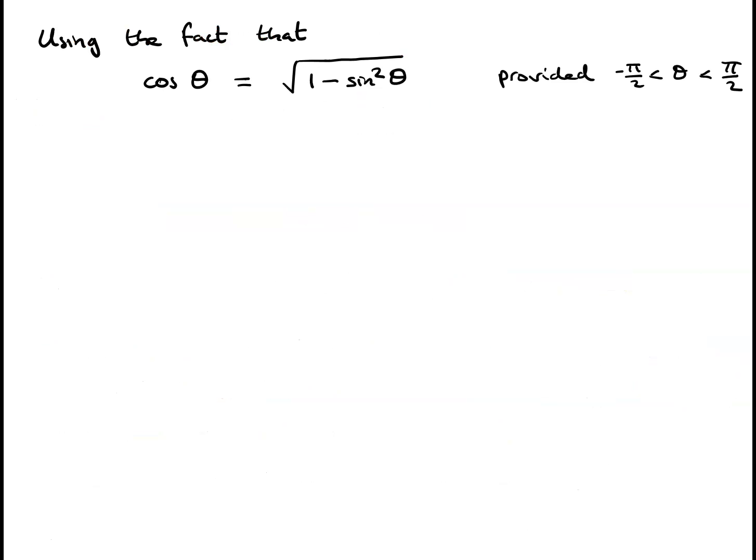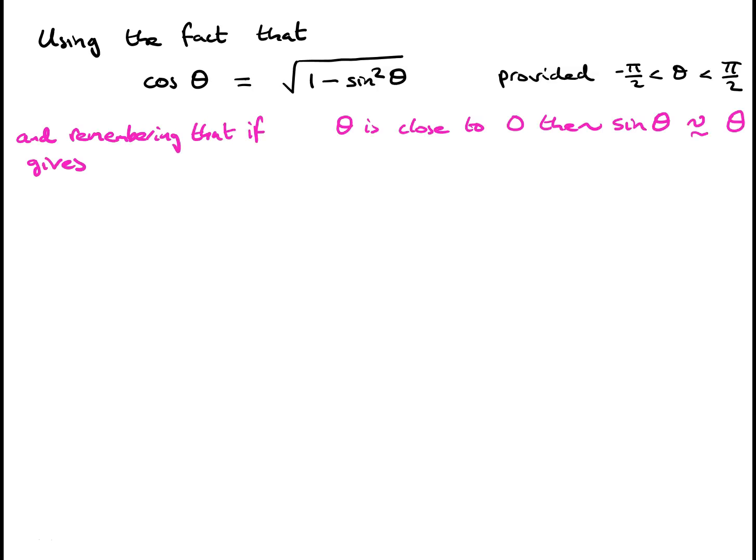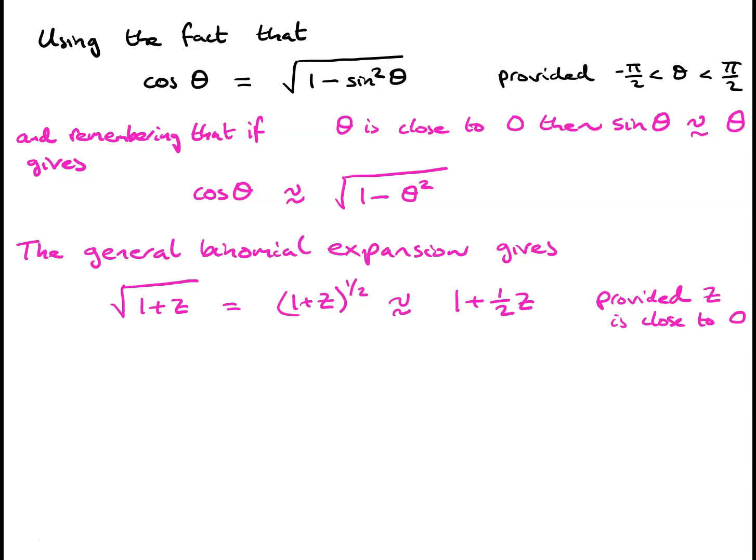Now, if we use the fact that cos theta is the square root of 1 minus sine squared theta, which is certainly true provided we have angles which are less than pi by 2 and bigger than minus pi by 2, and remembering that if theta is close to 0, then sine theta is approximately equal to theta, this tells me that if theta is close to 0, cos theta is approximately the square root of 1 minus theta squared. Now at this stage, I need to remember the general binomial expansion.